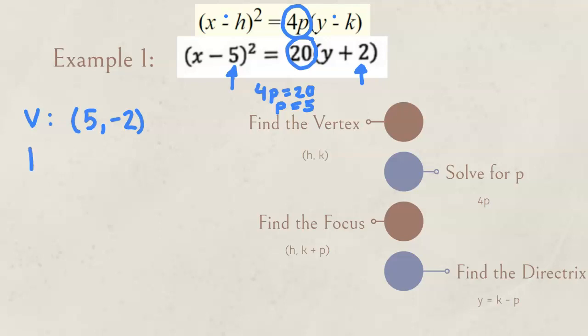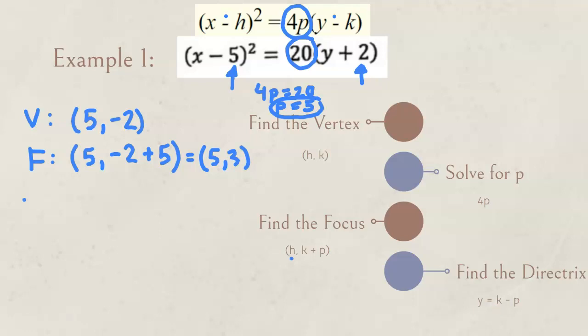When we're finding the focus of the parabola, because it is a vertical, standard orientation parabola, we're not going to change the x coordinate. So the x coordinate is going to stay a 5. But for the y coordinate, we're going to take our old y coordinate and add p to that. p is positive, so we're adding a positive number. That's going to give us a point that is 5 units higher than the vertex. So this point is going to be 5, 3. That's my focus.